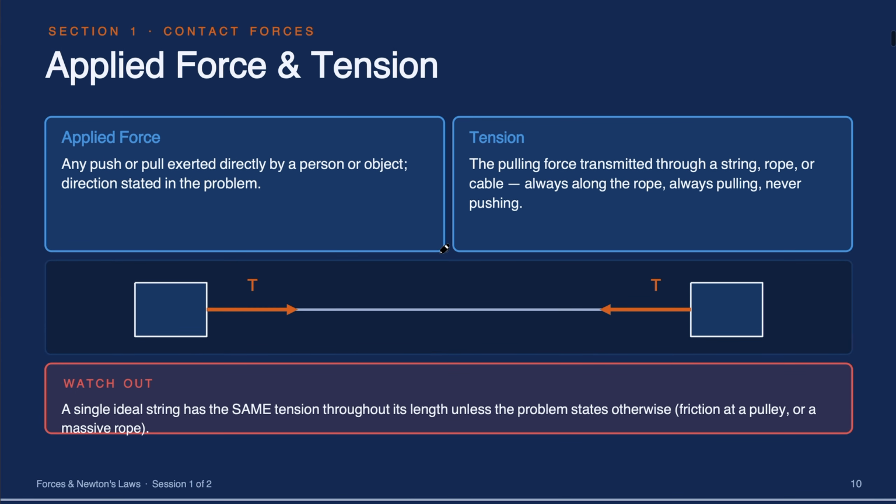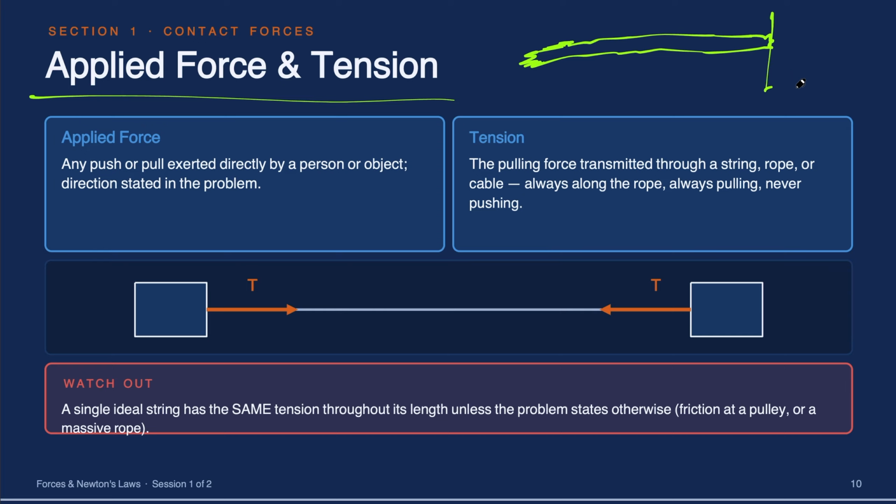Now let's go over applied force and tension. Tension is a force in a string. Basically, if you have a rope which is attached to an object and you're pulling using your hand, tension is what is going to keep the rope intact without the rope breaking apart. Tension is the force of elasticity. It's any push or pull exerted directly by a person or object, but matched by a rope or a string or a cable. It's the pulling force transmitted through these objects. Always pulling and never pushing.